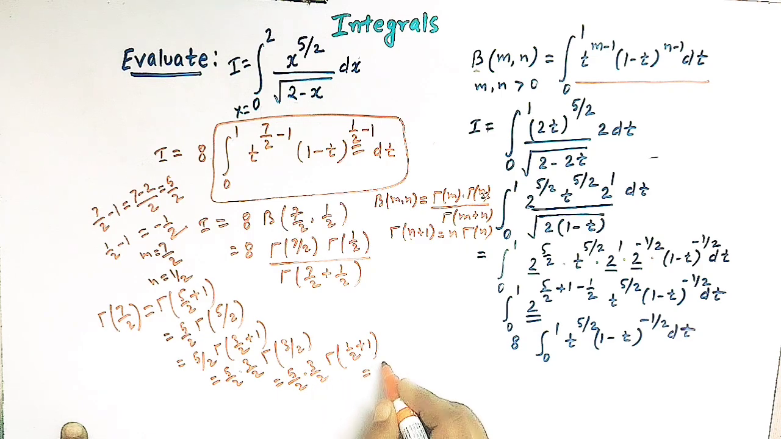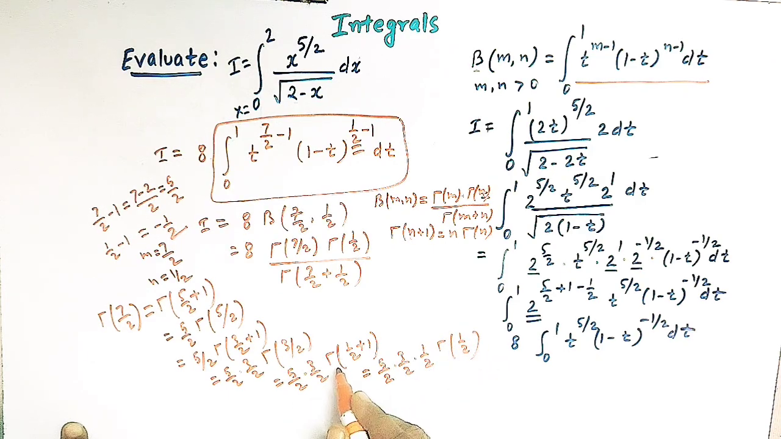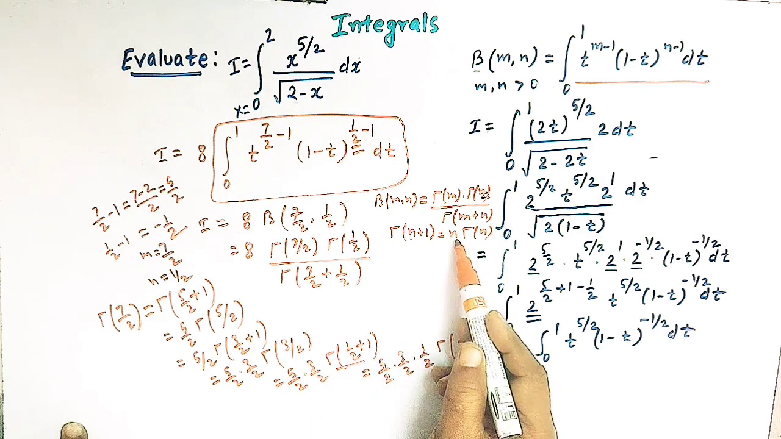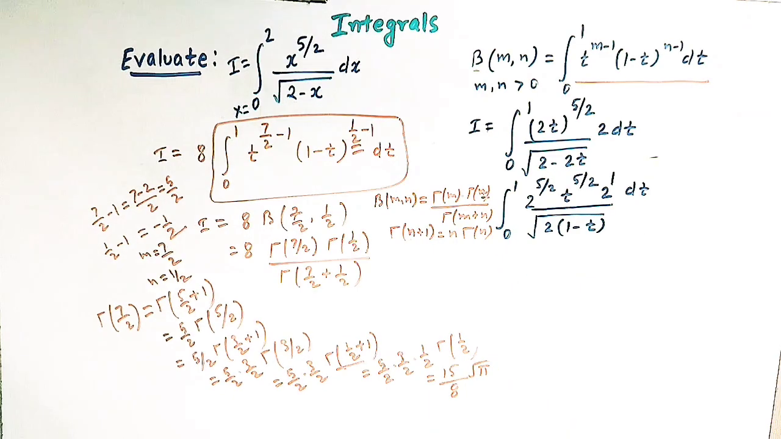So we can now write 5 over 2 times 3 over 2 times half, and then we have gamma half. So here again we have used this result, right? So now this is 5 times 3 is 15, and here 2 times 2 times 2 is 8, and gamma half is given by square root of pi.